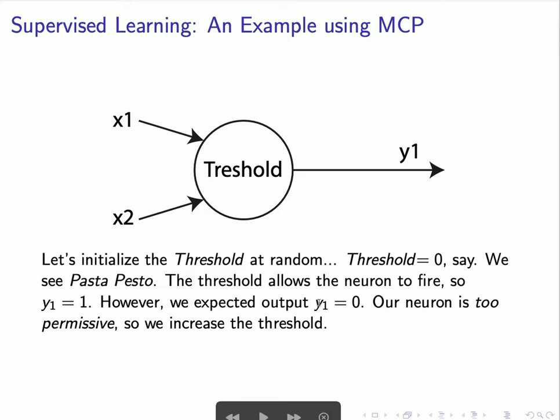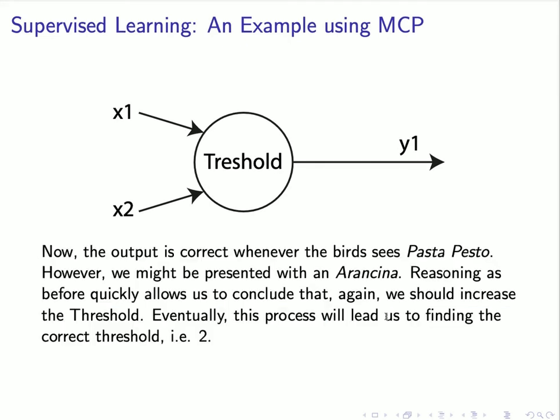However, we expected output y1 equals 0 because we don't want to eat pasta pesto, right? So we are basically comparing the output we get with the expected output of y1. And we conclude that this neuron is too permissive, so we increase the threshold. And this is a very simplified form of learning, right? Let's say threshold now equals 1.